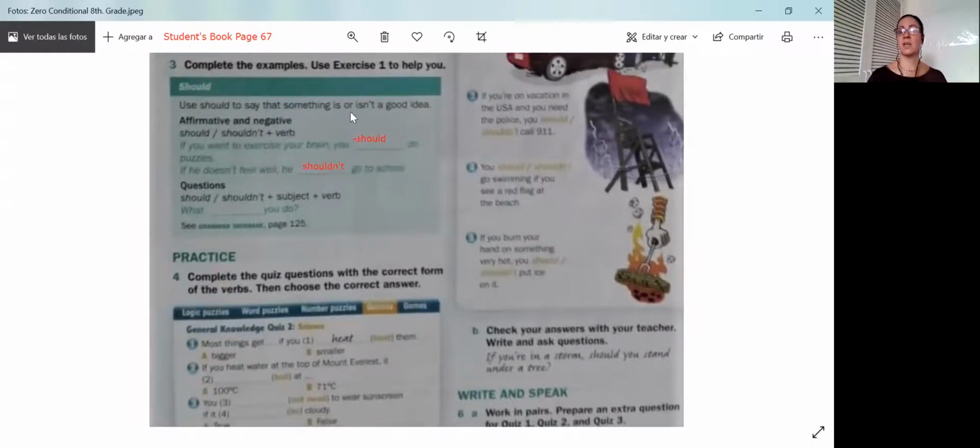Now we're seeing here the use of should. We use should to say if something is or isn't a good idea. In affirmative, it is should. In negative form, it is shouldn't, and then the verb. So, in both situations, should do or shouldn't go. In question form, should or shouldn't, then comes the subject and the verb. What should you do, or what should he do, or what shouldn't you do? Can be either. What should you do? Let's put it in affirmative.